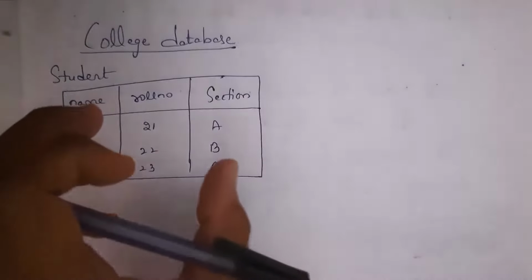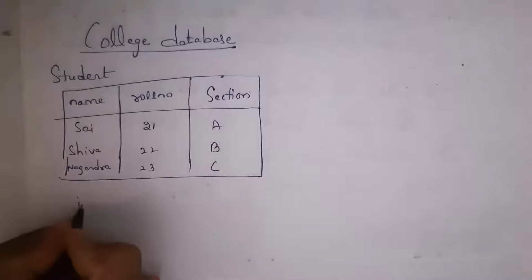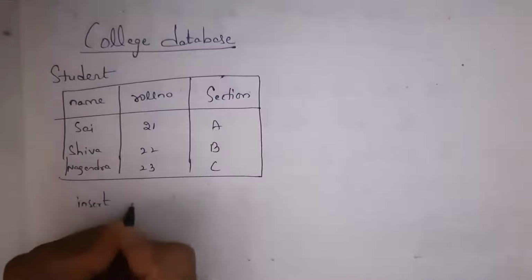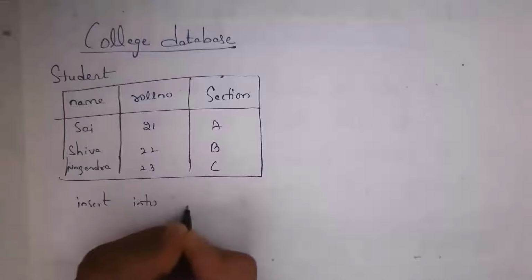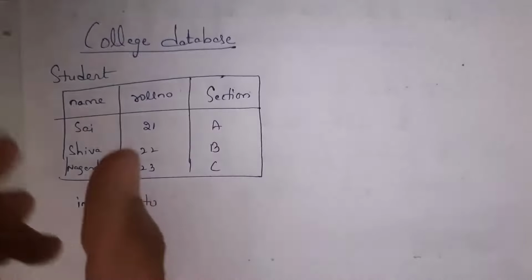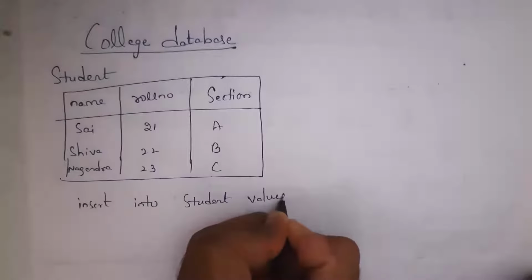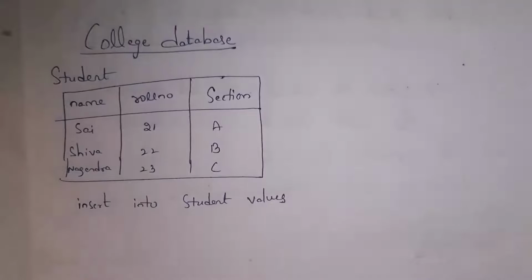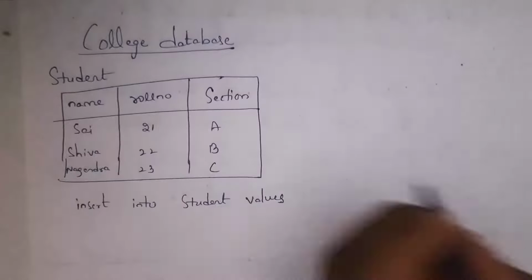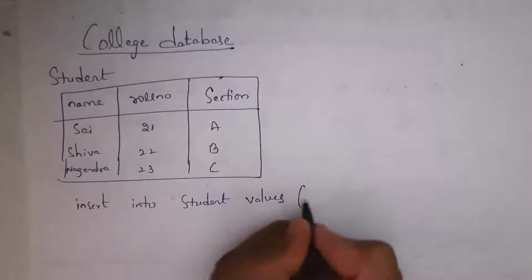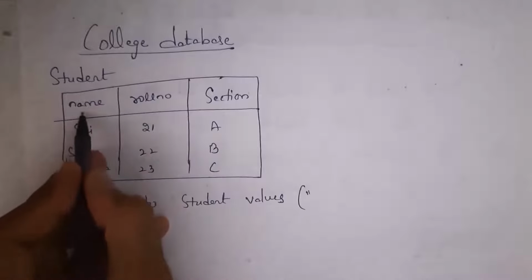In order to insert this data, you need to write code, that is, here you need to use the insert command. Insert into, here you need to give the table name. In which table do you want to insert data? I want to insert data in the student table. So just write insert into student values. I want to insert 3 records. The first record is name Sai, roll number 21 and section A. So just open bracket, name Sai, where name is varchar data type.